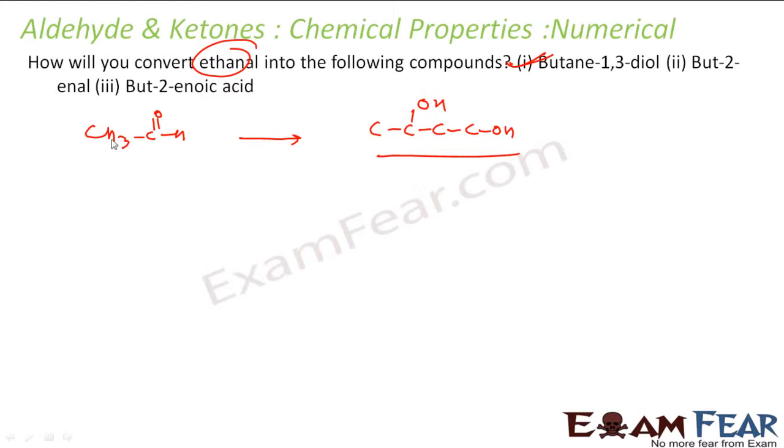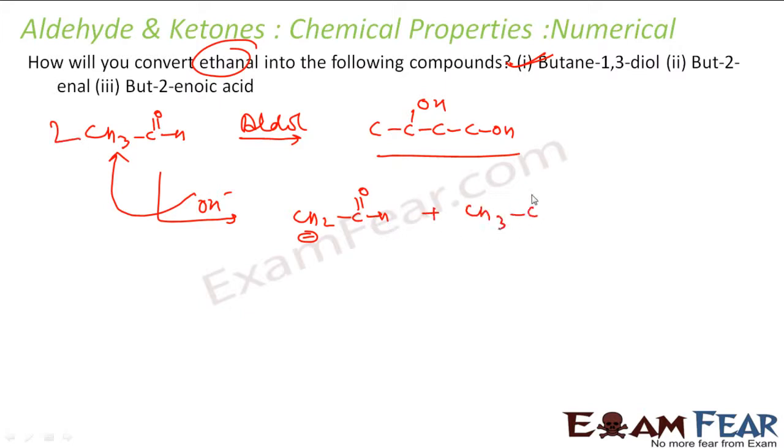It has alpha carbon, alpha hydrogen. We can go for aldol condensation. To go for aldol condensation, what you do? First step you have to do is react with base. So base will do what? Base will attack this alpha hydrogen. This becomes CH2 minus CHO. You take 2 of these, and now this will react with the other one. This is slightly negative, slightly positive, so it will attack here.